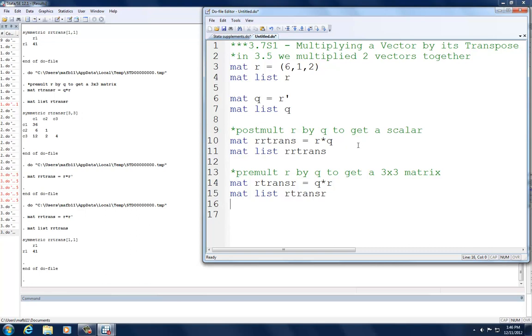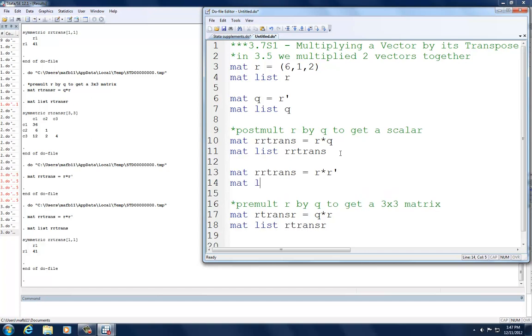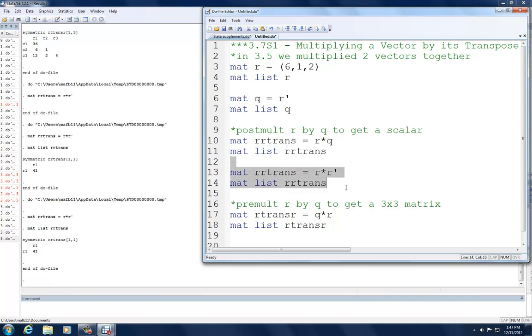Now, one more thing I want to point out. This is a little bit complicated. It looks kind of weird. You actually don't have to make this matrix Q. I just did it for the sake of doing it, I guess. To run this, you can do matrix RR trans, R times R transpose equals R, and then you can actually do R transpose. And it gives you 41.